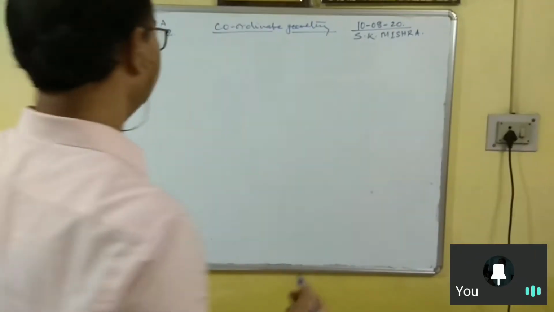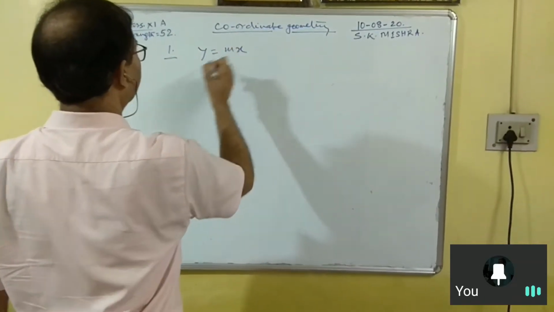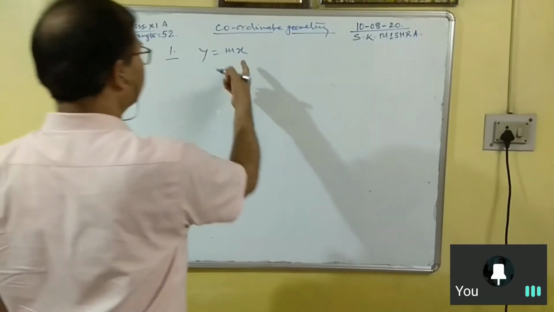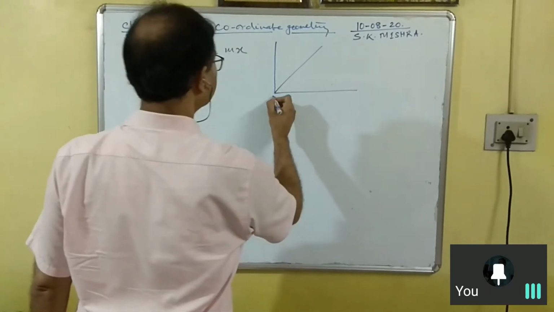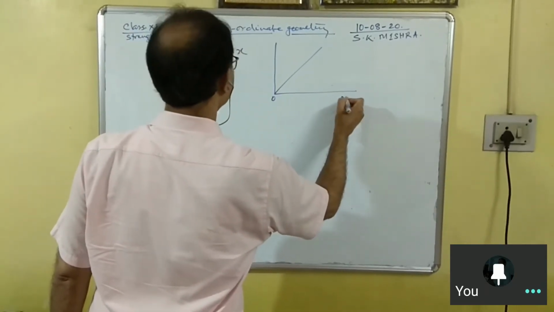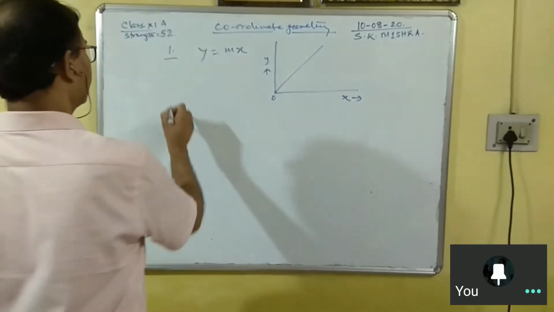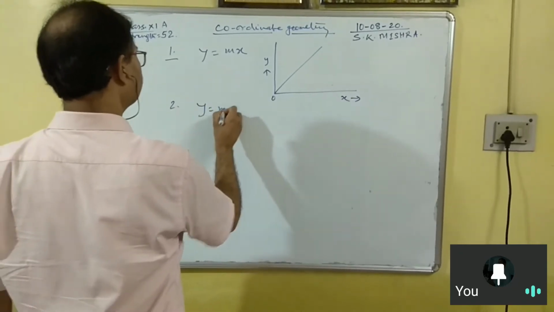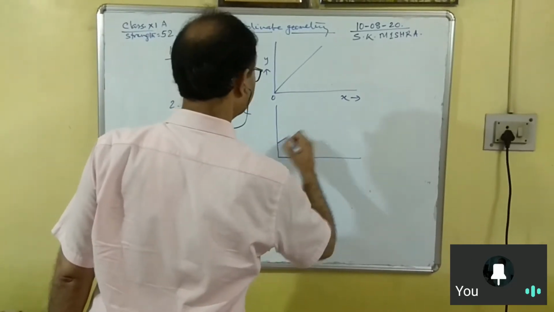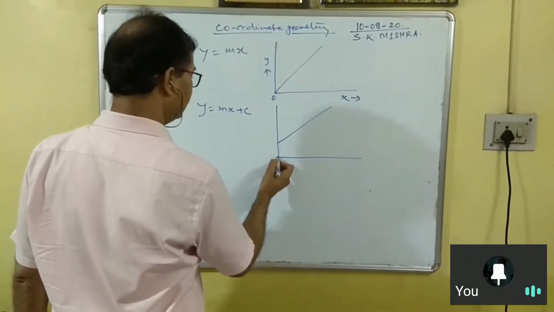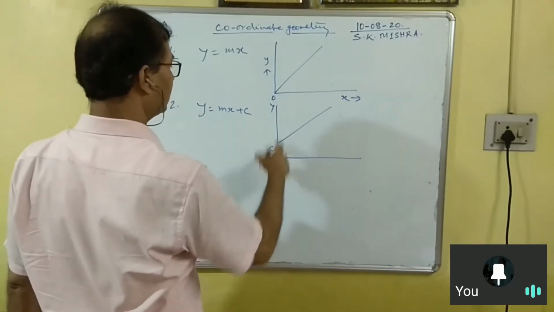Coordinate geometry. If you have an equation like y is equal to mx, then what should the graph plotted between y and x be? It should be a straight line passing through the origin. Here is your x-axis, this is y, the x versus y graph. Now if the equation is y is equal to mx plus c, the graph will again be a straight line, but the intercept made on the positive y-axis is called c.